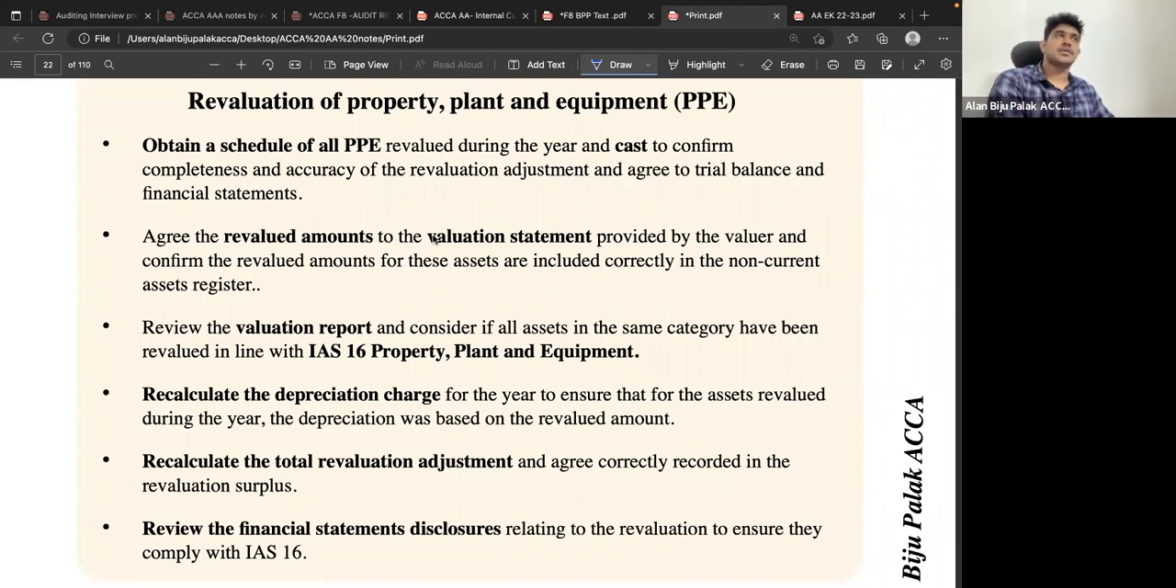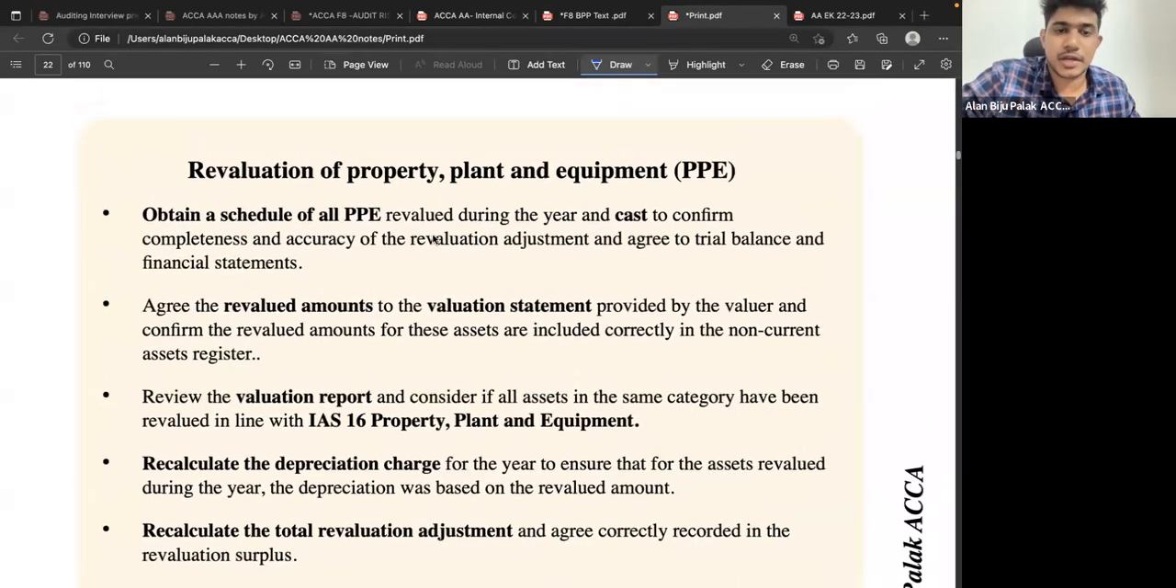So if the examiner specifies that the company has done a review of the asset, then it is not necessary to provide the points in relation to revaluation. Only if it is clearly mentioned that the company has revalued their capital asset, then only you should provide points in relation to the revaluation of PPE.